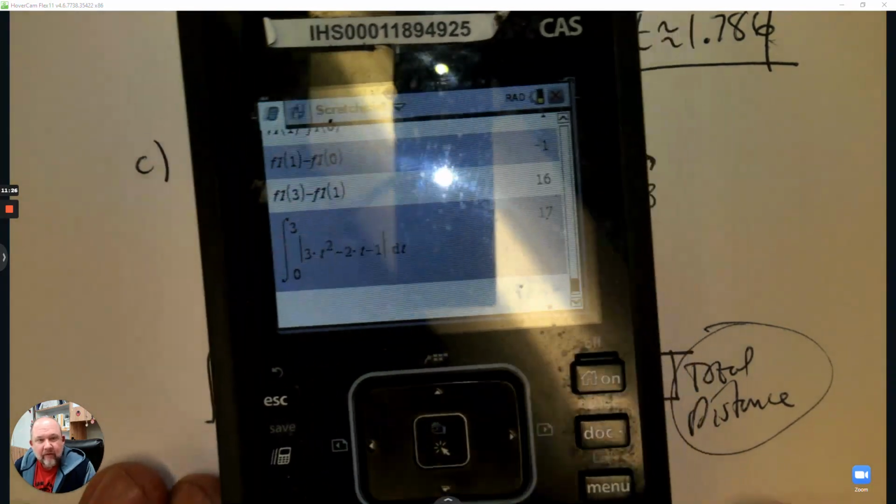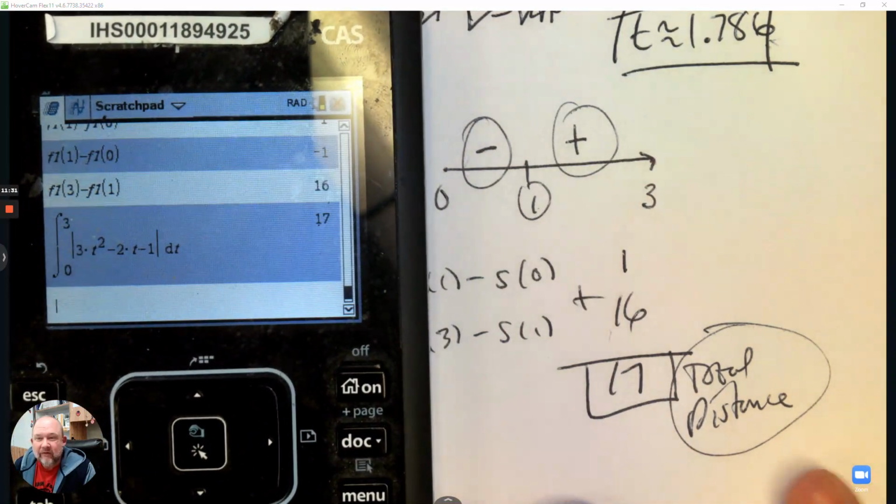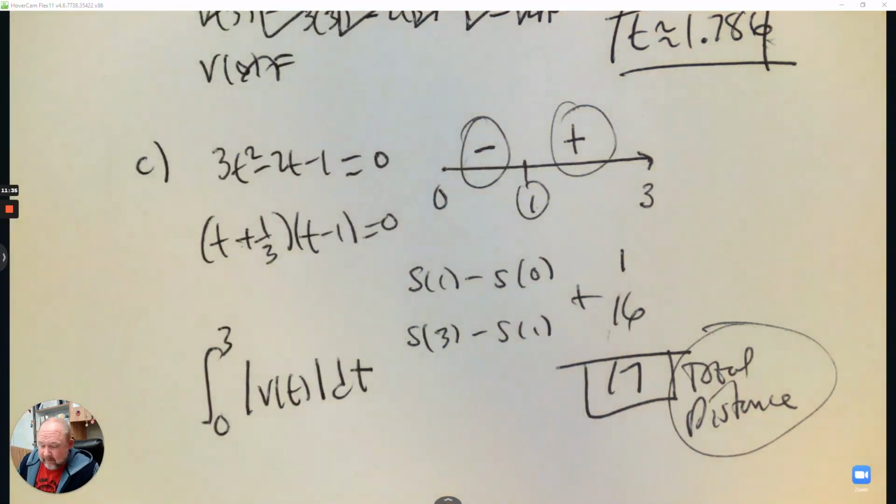Get that reflection off there. You get 17 both ways. So there are two different ways to get it, and the answer is 17. All right, that was number 1. Number 2.